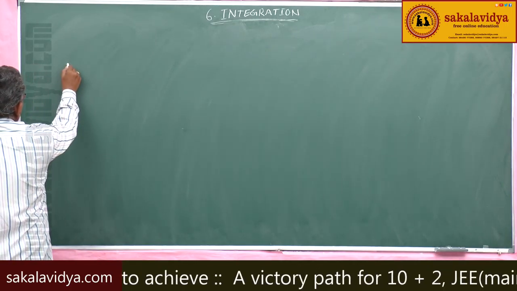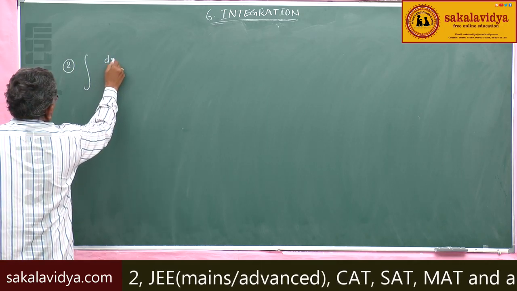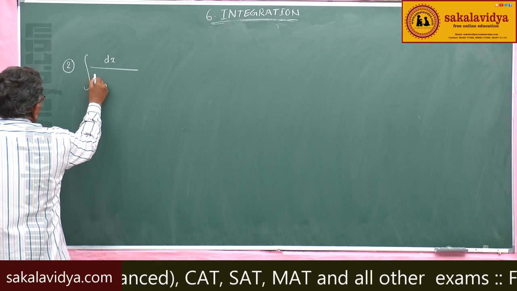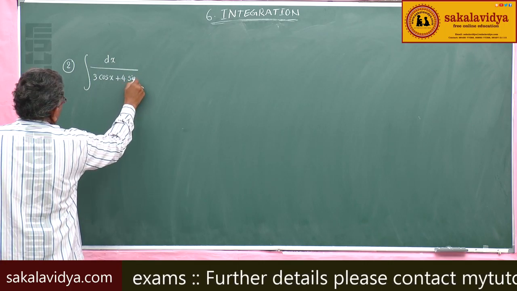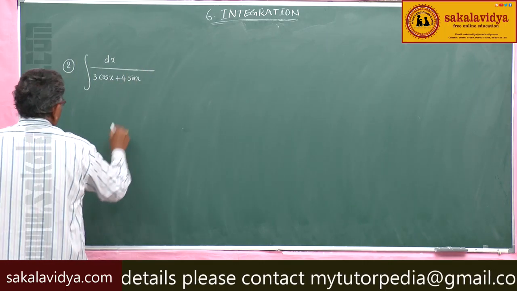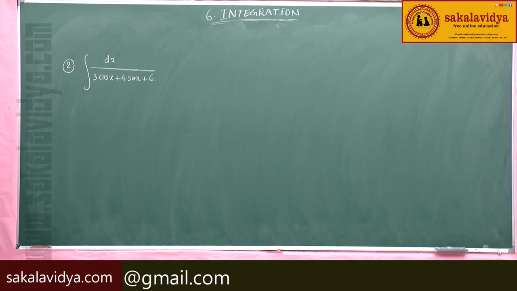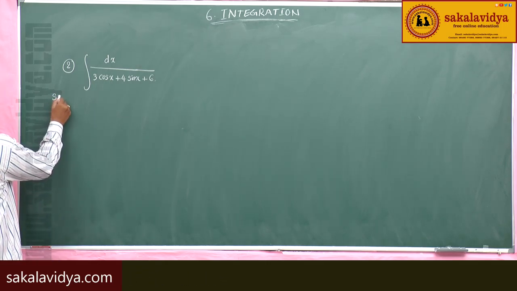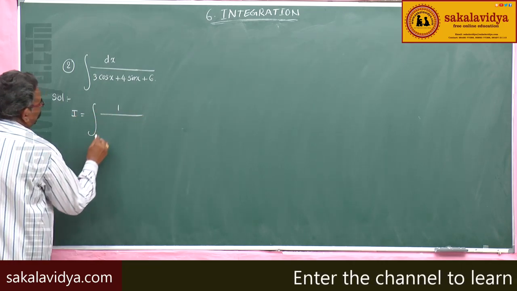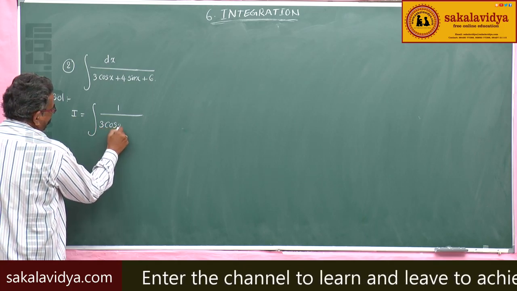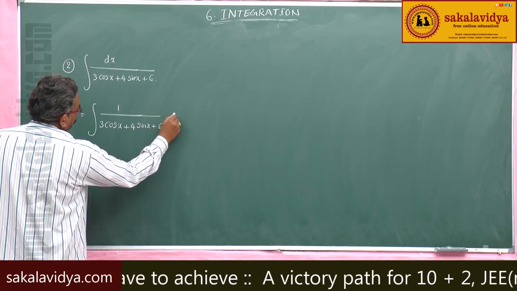Next, second problem. Evaluate the integral of dx by 3 cos x plus 4 sin x plus 6. I is equal to the integral of 1 by 3 cos x plus 4 sin x plus 6 dx.